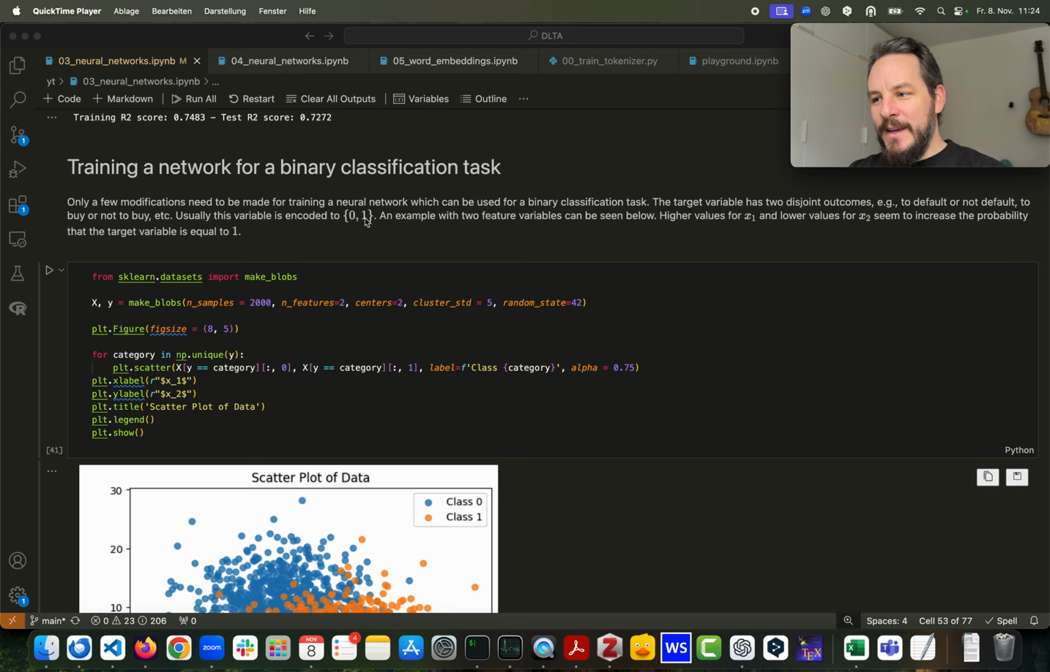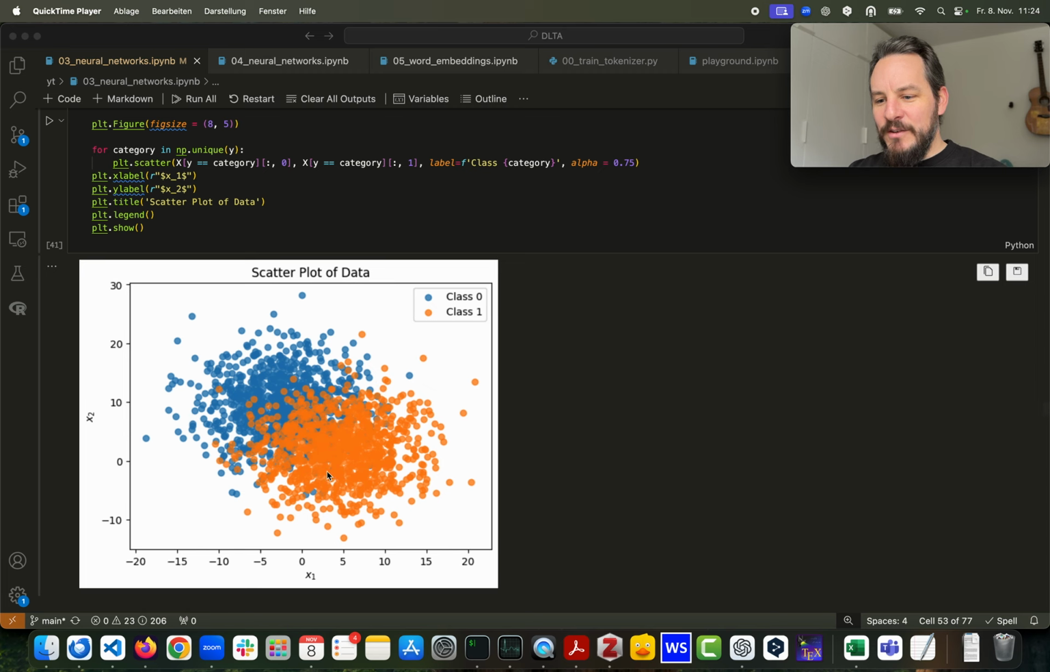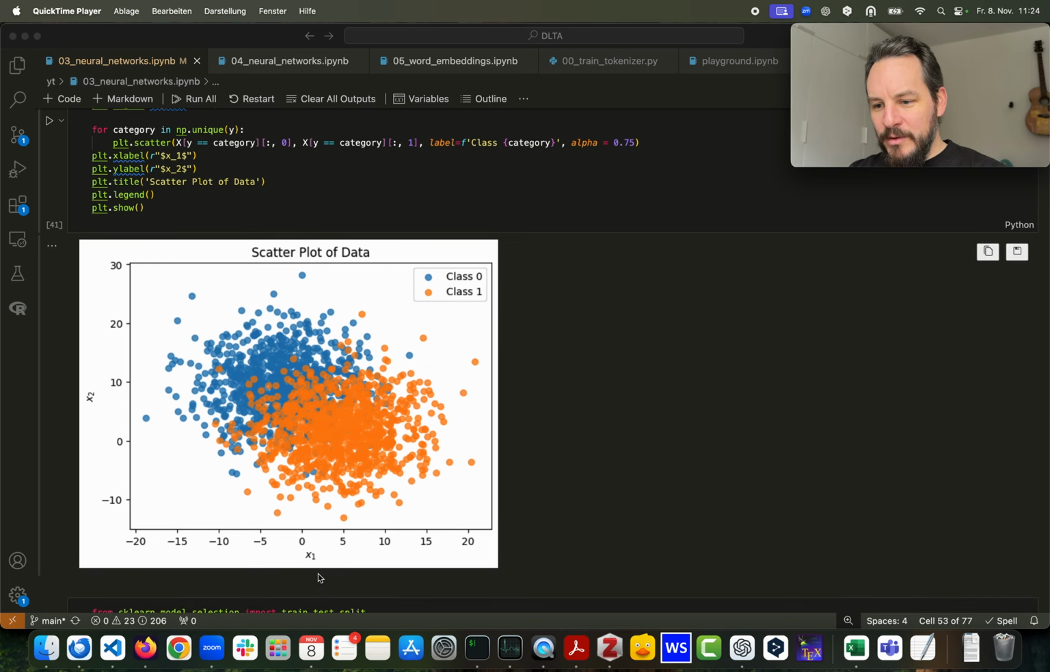Okay. Here again, we are just creating a simple example of data. So here it's visualized. We are using two feature variables, x1 and x2. And visually here you can see that especially for larger x1 and slightly smaller x2 realizations, we are looking at class 1 or category 1. And if x1 in tendency is smaller and x2 is higher, we are more likely observing class or category 0. And as we can also see, there's a certain overlap, so there's no perfect deterministic relationship here.